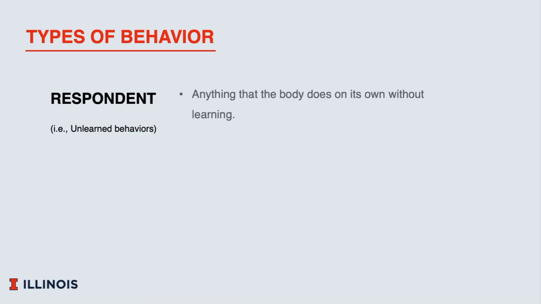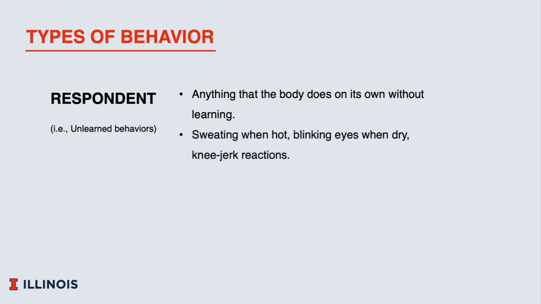So what behaviors are we interested in? There are 2 types of behavior, respondent and operant. Respondent, or unlearned behaviors, are those that we cannot control. For example, sweating in response to heat and blinking when our eyes dry out. While these are true behaviors according to the dead man test, they are not the behaviors that we will be focusing on because they are not within our control.